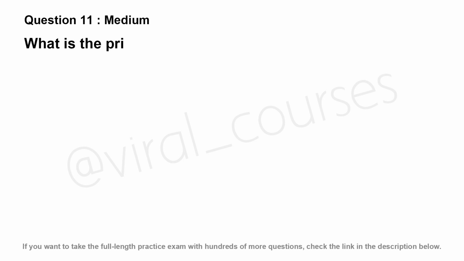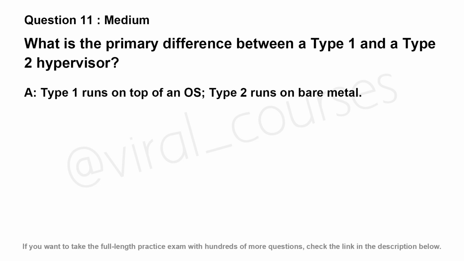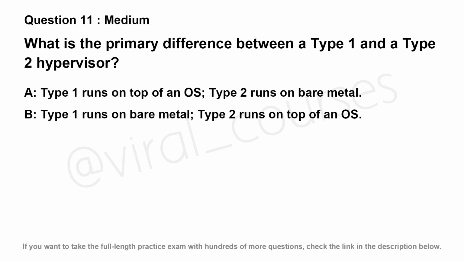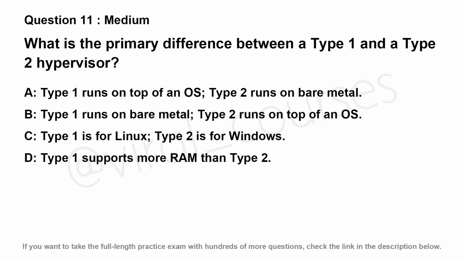What is the primary difference between a Type 1 and a Type 2 hypervisor? Option A. Type 1 runs on top of an OS. Type 2 runs on bare metal. Option B. Type 1 runs on bare metal. Type 2 runs on top of an OS. Option C. Type 1 is for Linux. Type 2 is for Windows. Option D. Type 1 supports more RAM than Type 2.